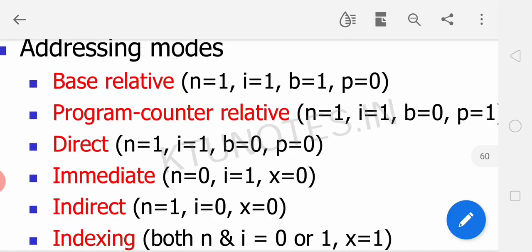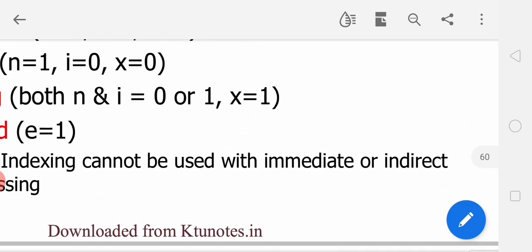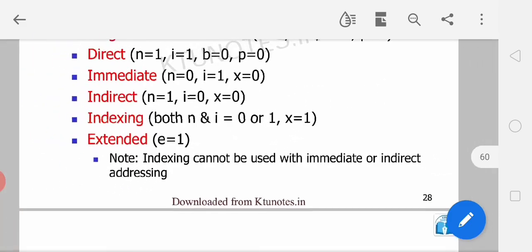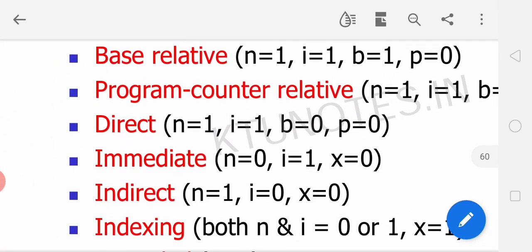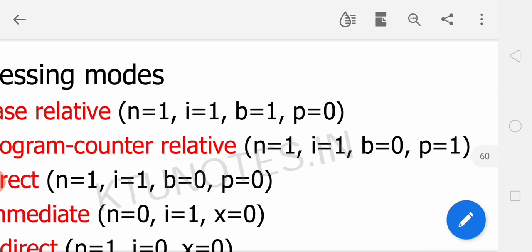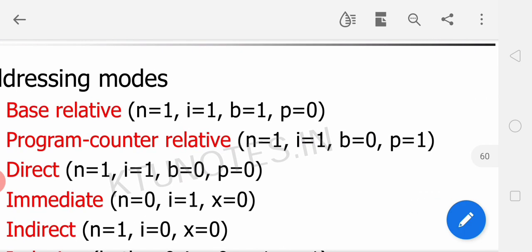So we already noted that indexing cannot be used with immediate or indirect addressing. So we always put the values for n and i as 1, apart from indirect and immediate. Then b is equal to 1 if we are using base relative addressing mode. The other values, excluding n and i, are set to 0, and the value of p should be 0.